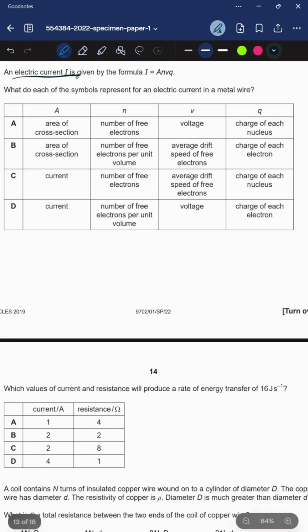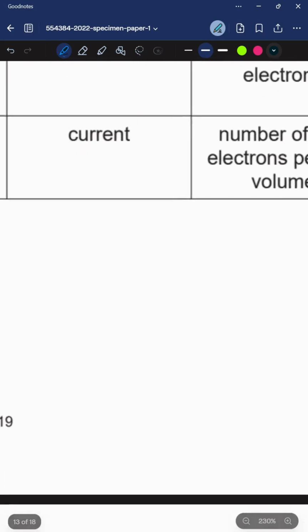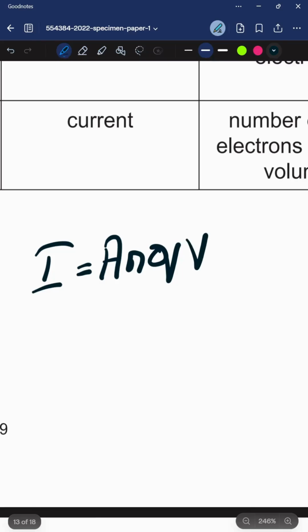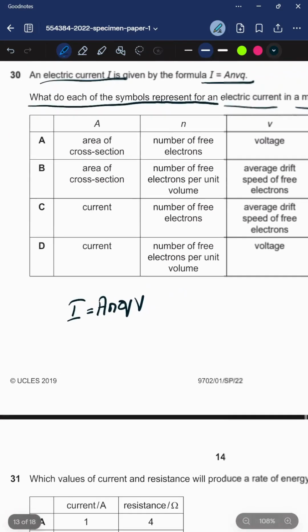Electric current I is given by the formula I equals A N Q V. What do each of the symbols represent for electric current in a metal wire? Alright, so the equation that we have for the current in a conductor is I = A N Q V. Let me confirm here. Yeah, A N Q V.